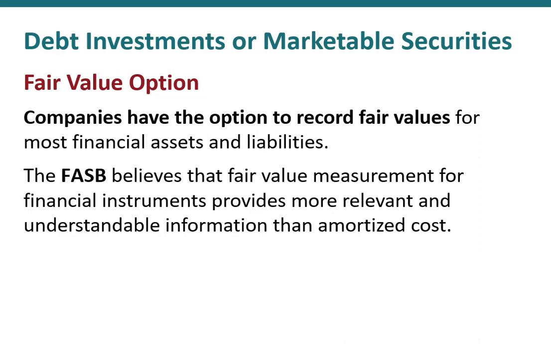The FASB believes that fair value measurement for financial instruments provides more relevant and understandable information than amortized cost. Recall, we often want information that is both reliable and relevant, and reliability is one of the reasons we've relied on historical cost for a lot of assets. But for financial assets with readily determined marketable values, the fair values are both reliable and relevant, so they check off two boxes of desirable characteristics for valuing and accounting for an asset.